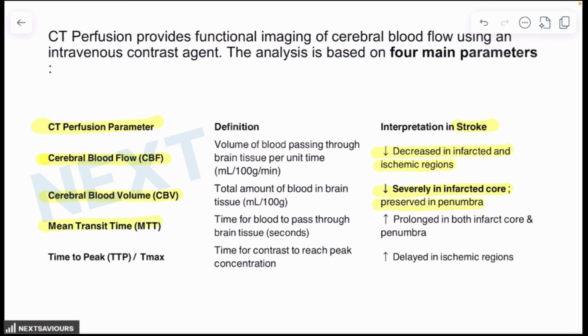The mean transit time is actually the time for blood to pass through the brain tissue, which is counted in seconds. Obviously, in case of stroke, it will be increased, prolonged in both the infarct core and penumbra. While the time to peak is actually the time for contrast to reach the peak concentration, which in case of stroke is also increased or delayed in the ischemic region. So these are the four parameters that are looked upon in case of CT perfusion.